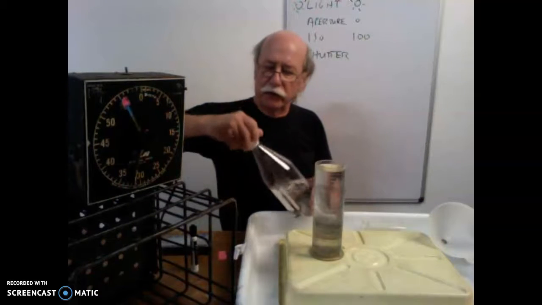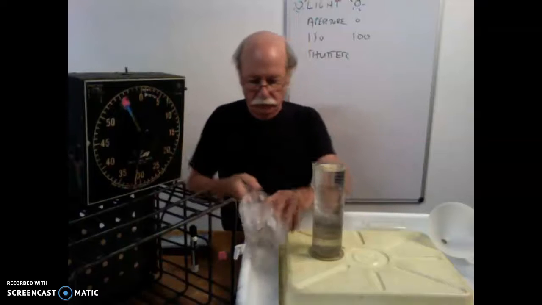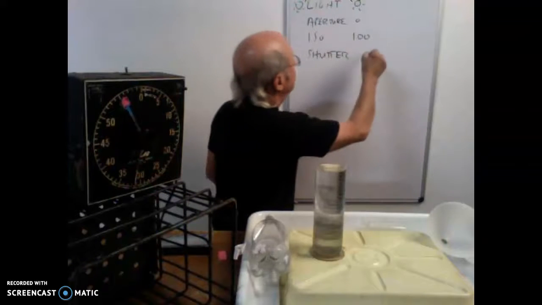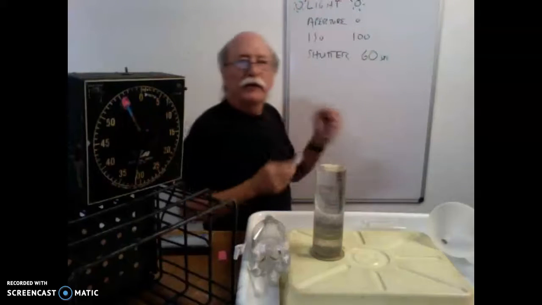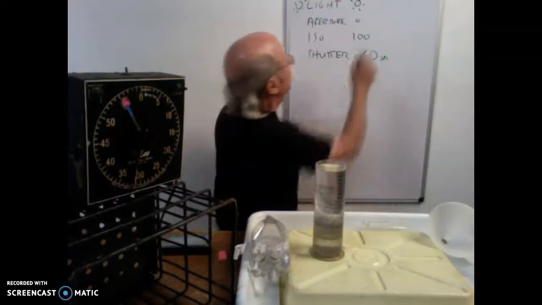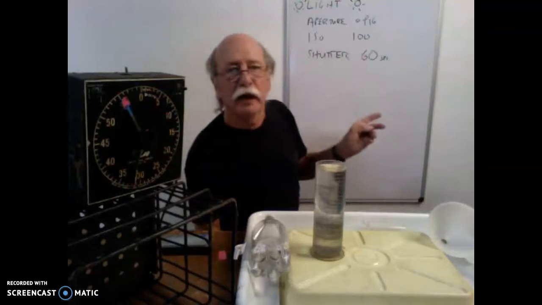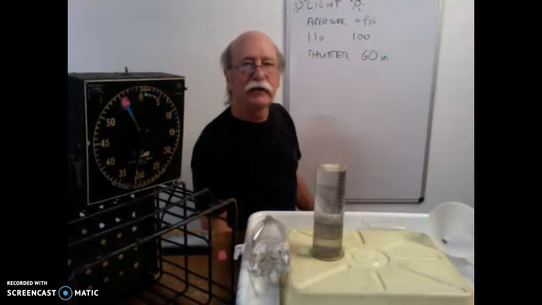Okay, so let's look at our results. We have a bright sunny day. You can barely see that. We have a small aperture. Let's call that f16. We have ISO of 100. Takes quite a bit of light. And we got 60 seconds.